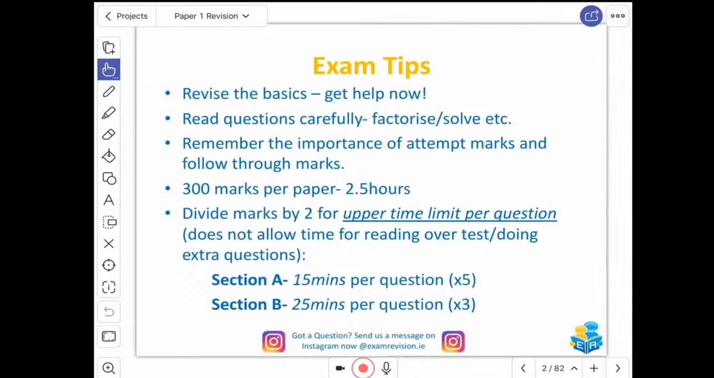Because really, no matter if you're doing higher level, ordinary level, if you're doing your junior cycle exams or your Leaving Cert exams, the basics are the ones that are going to help you start your questions. They're going to help you get attempt marks. They're going to help you get follow through marks.